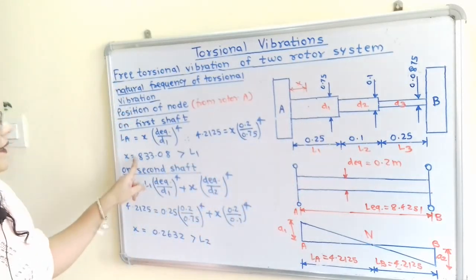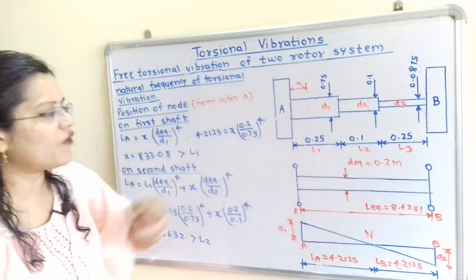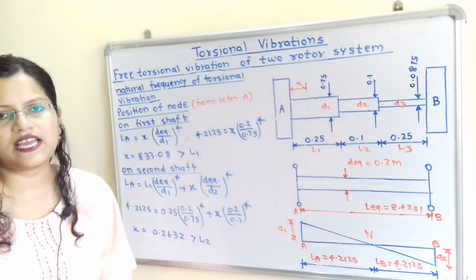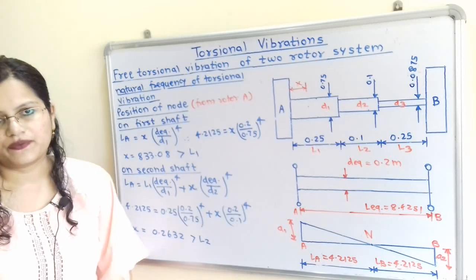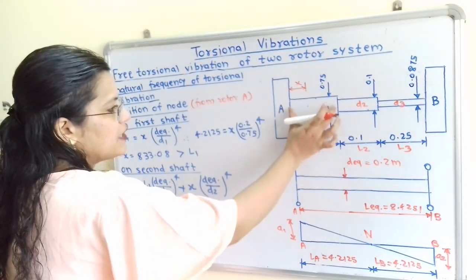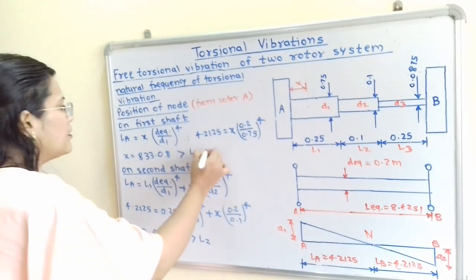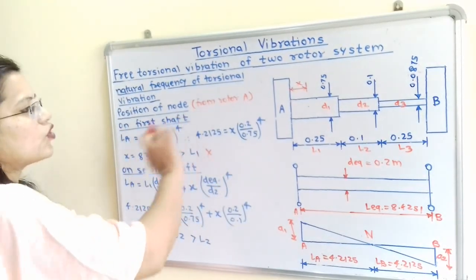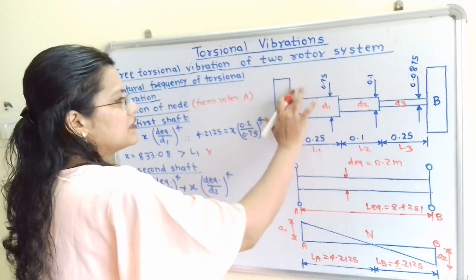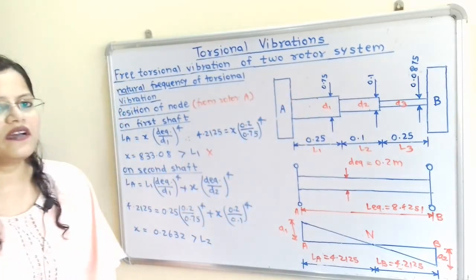Now this X is related to this L1. Now if we compare the value of X and value of L1, then this X is much greater than this L1, and it is not possible because the node should lie within the length L1. So we cannot say that this node point will lie on the first shaft. So we will remove this. Now we will move to the next shaft.